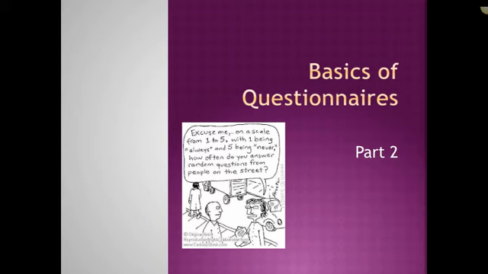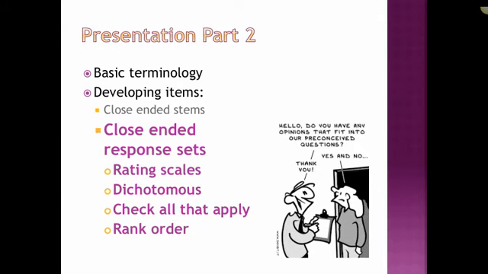This presentation is part 2 of the basics of questionnaires, and I'm going to talk a bit about developing response sets for closed item questions. In the prior presentation, I just gave an overview of what questionnaires are and then how to develop stems for items. And so I'm going to focus on 4 different main sets of response sets that you can have when you develop closed-ended items. Those are rating scales, dichotomous response sets, check all that apply, or rank order.